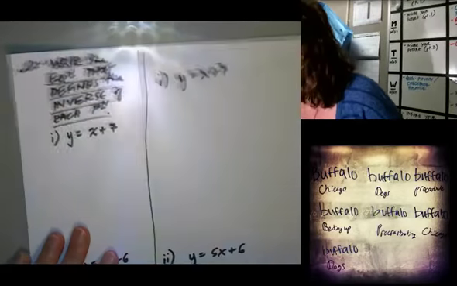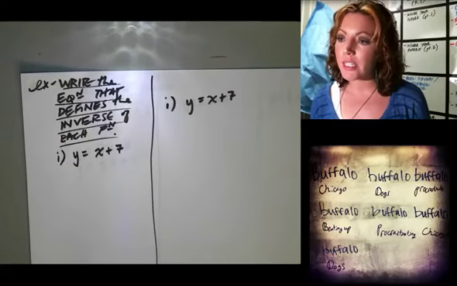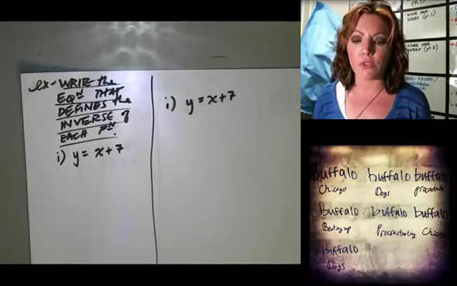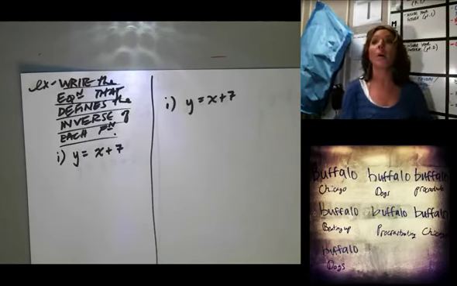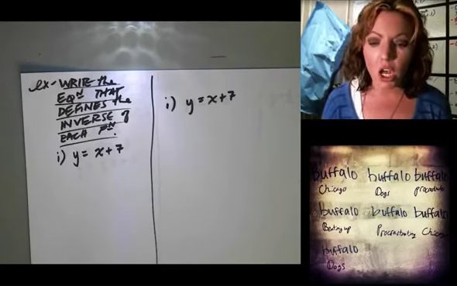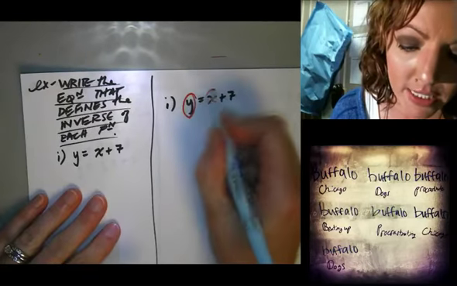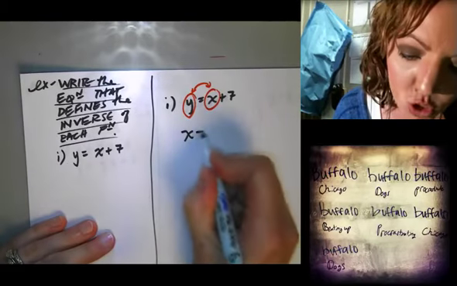Write the equation that defines the inverse of each function. And the first one that we're doing is y equals x plus 7. So what did we just say about inverse? What did we do with x and y? Switch them. So I'm literally going to take x and y and switch them. So I get x equals y plus 7.